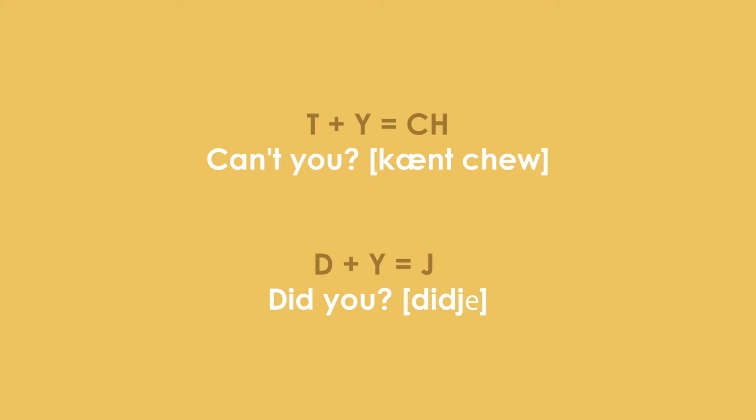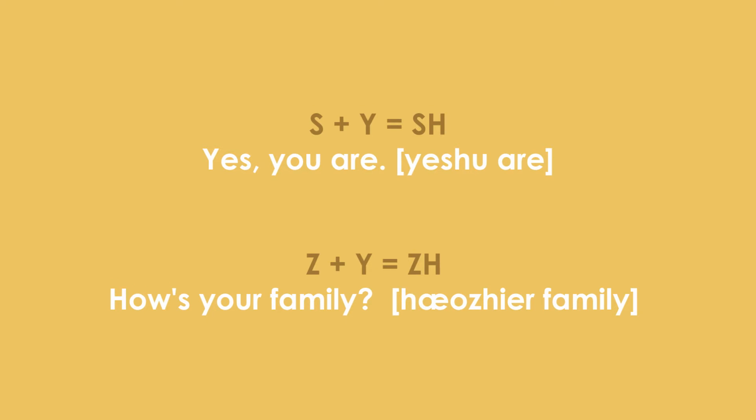The next one is D plus Y. This gives you a J sound, all right? Like in the example that you see on the screen right here, did you? Did you? All right, this is how you would say did you connected. The next one is S plus Y. This gives you an SH sound. Yes, you are. You connect yes and you by saying, yes, you are. Repeat that. Yes, you are.